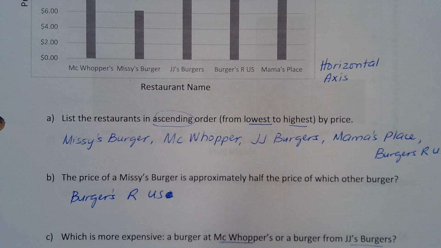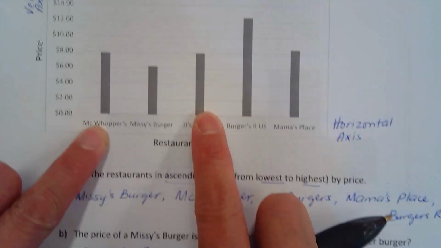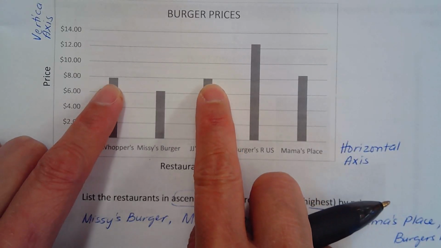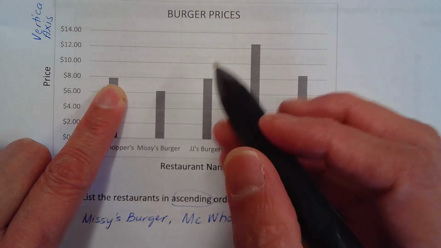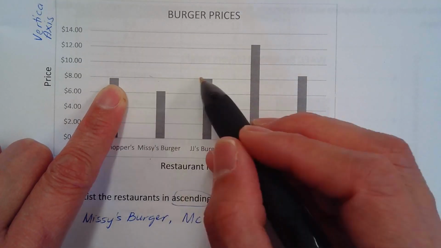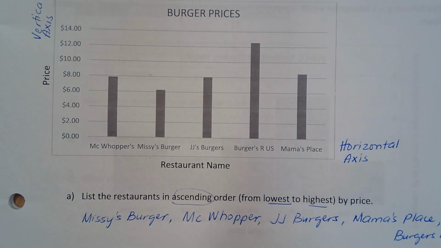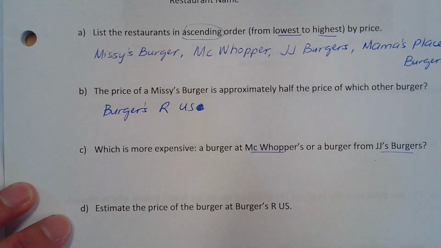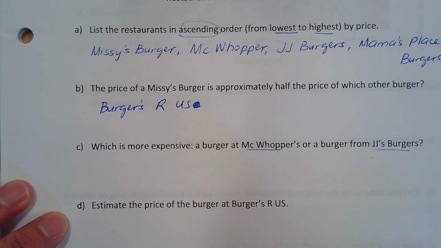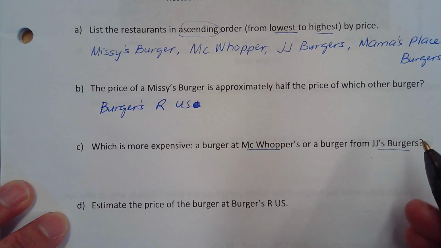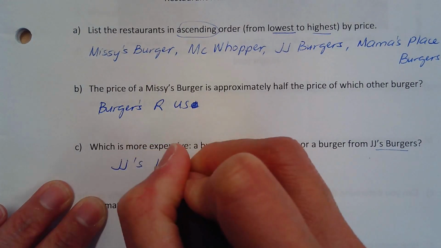Okay, so McWhoppers is here and JJ Burger. They're very close in height, right? But this one here is right at $8. This one is probably like $7.95. I don't know. With taxes, it would be 8 cents. Almost, well, with taxes, yeah. So JJ's Burger.